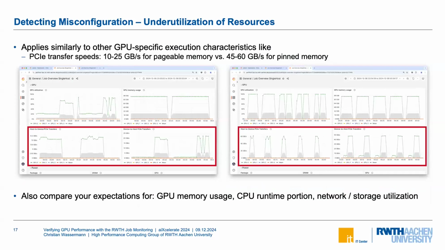For GPUs, I've brought another example which involves the PCIe transfer speeds. Here I've brought two examples, one which uses pageable memory, which transfers with 10 to 25 gigabytes per second, and another example which uses pinned memory using 45 to 60 gigabytes per second. So this might be useful for spotting performance regression. You might see if a default in a framework changes or something. So this might be useful to look at, maybe not all of the time, but once a month or something if you want to ensure that your jobs run sanely.